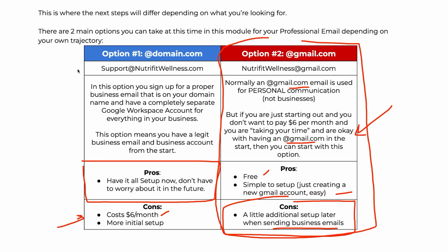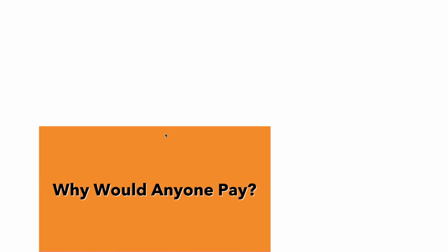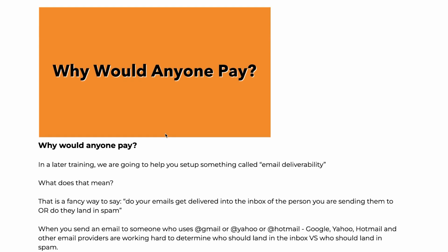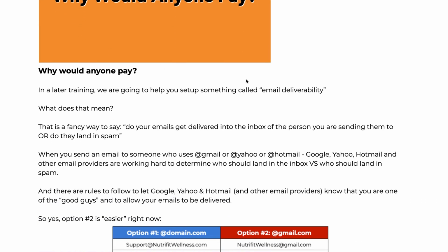Now, after hearing that, a student might ask, hey, okay, well, one option is free. Why would anyone actually pay? Now, let me explain to you why somebody would actually pay for the Google Workspace for the option number 1, right? Because what's going to happen is that in a later training, we're going to go ahead and help you set up something called email deliverability. Okay, now that's a fancy way to say, do your emails get delivered into the inbox of the person that you are sending them to, or do they actually land in spam, right?